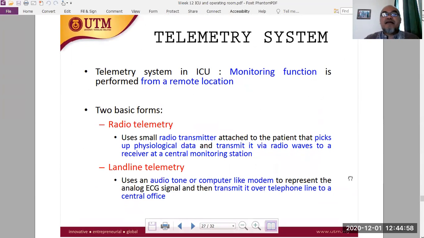The telemetry system in the ICU, so this is the monitoring function, is performed from a remote location. There are two basic forms. Radio telemetry uses a small radio transmitter attached to the patient that picks up physiological data and transmits it via radio wave to a receiver at the central monitoring station. Then we have landline telemetry, using a cable or modem, like an audio tone or computer-like modem, to represent the analog ECG signal and then transmit it over a telephone line to the central office. This is the telemetry system.